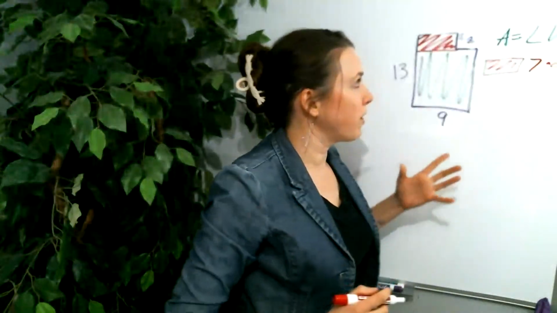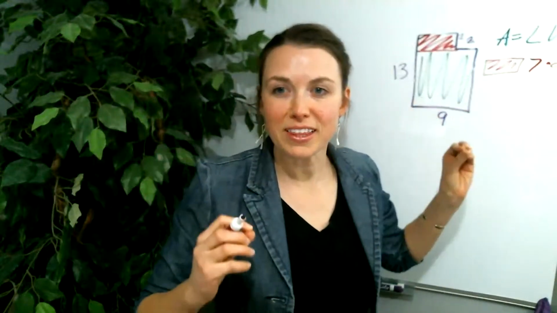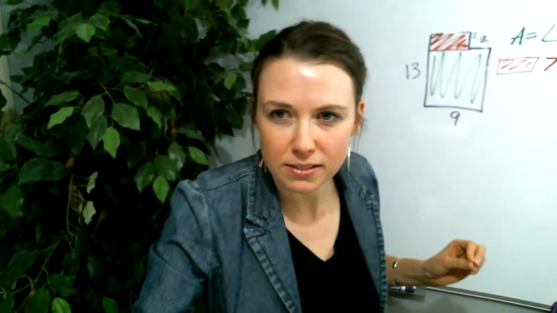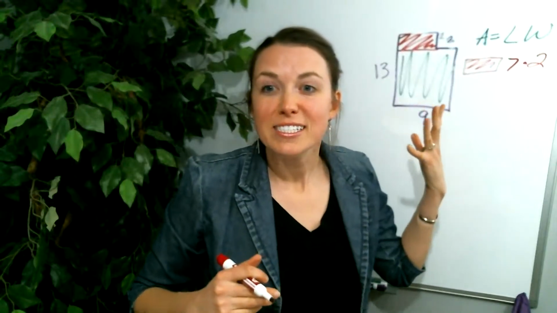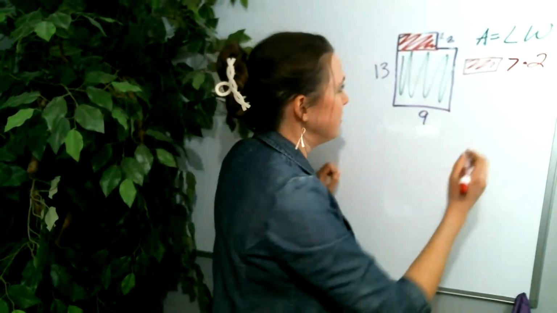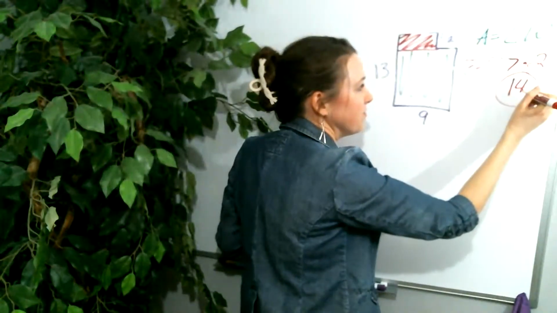So what am I going to do? My length is 7. My width is 2. Length times width. Oh my goodness, you can't even see it because my camera isn't showing it. There we go. So length times width, 2 times 7, of course, we know is 14. So this is going to be 14.